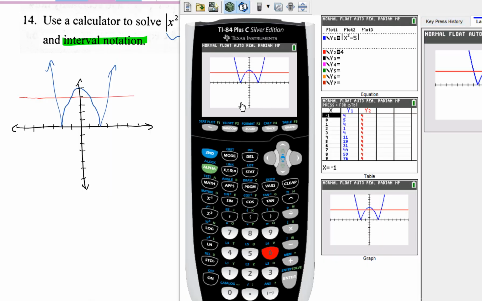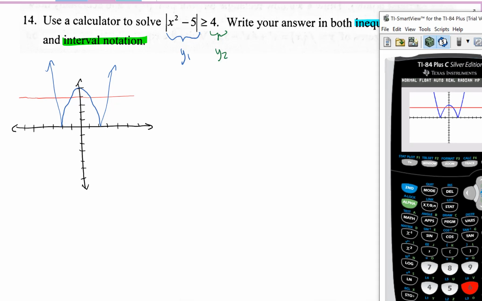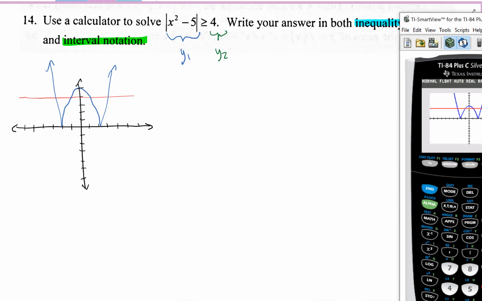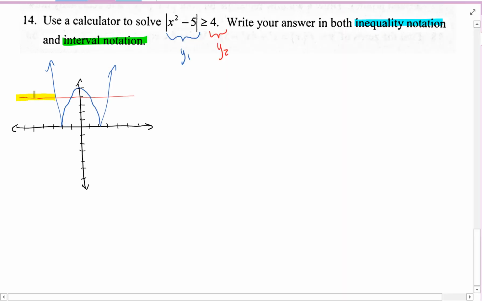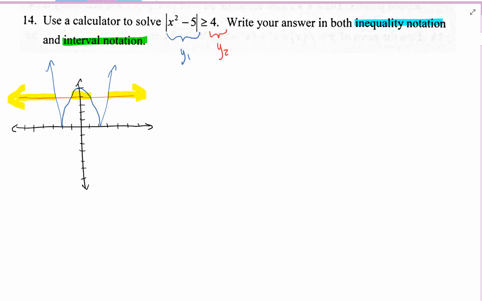Here's what our graph looks like, and I have sketched it to the left. We want to know all the intervals for which the blue graph is greater than the red graph. That would be to the left of this intersection point, right? The blue is above. In between these two intersections, and to the right of this intersection point. These are all the intervals for which the blue is greater than or equal to the red graph. We just need to know what these x values are, and that will give me the intervals.